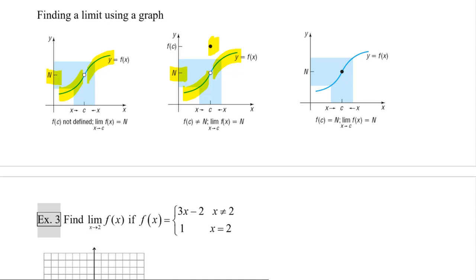And in our last example, it turns out that f of c does equal n, and the graph approaches c from the left and from the right and reaches n. So this is a case where f of c is equal to the value of the limit.